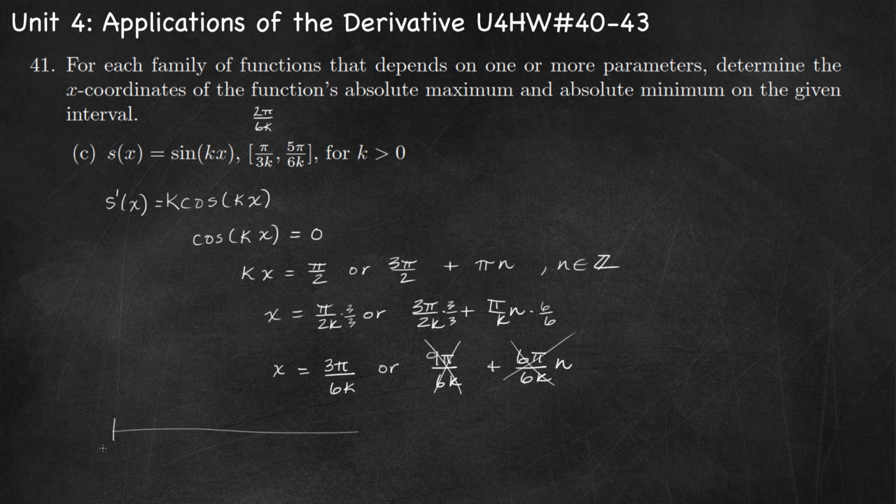This is our only critical value in our given interval. So we have an endpoint at 2 pi over 6k, and our other endpoint at 5 pi over 6k. And then we have our critical value somewhere in between at 3 pi over 6k.